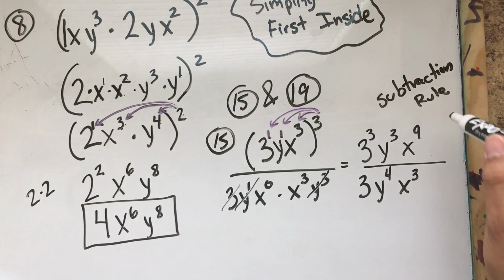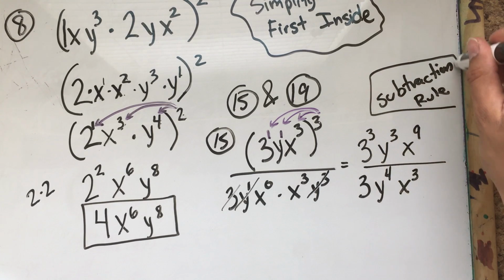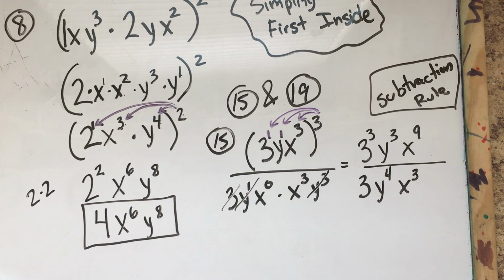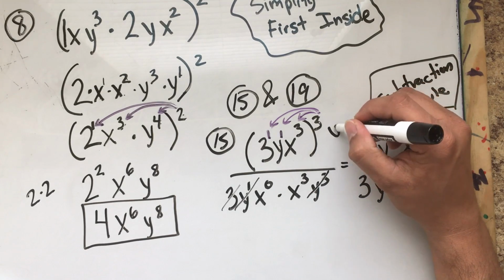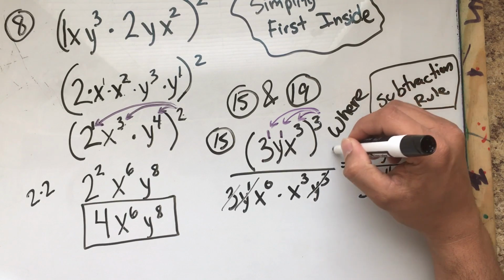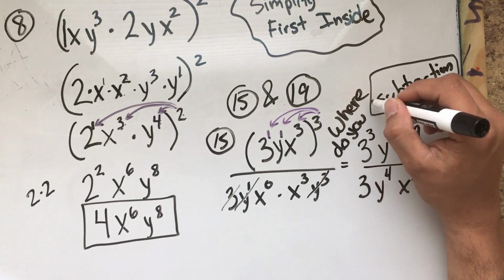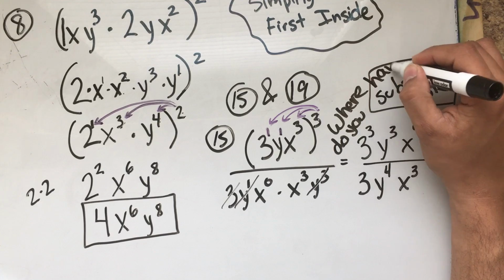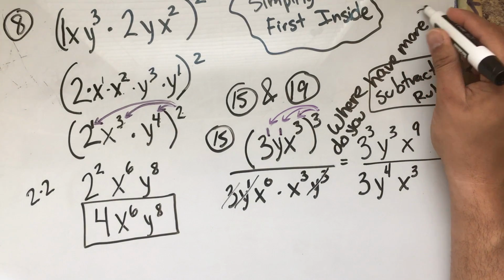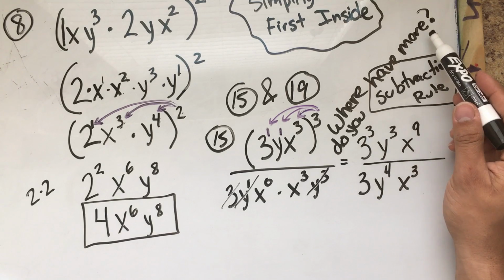Now I like to use the subtraction rule in a way that makes sense, because if you follow the textbook style of applying the subtraction rule, you're going to end up with a lot of negative powers, and sometimes that could be a little tricky for students. So the way I am going to use the subtraction rule is basically I'm going to ask you a question of where do you, whoops, I'm going to run out of room. Where do you have more? Okay, where do you have more?